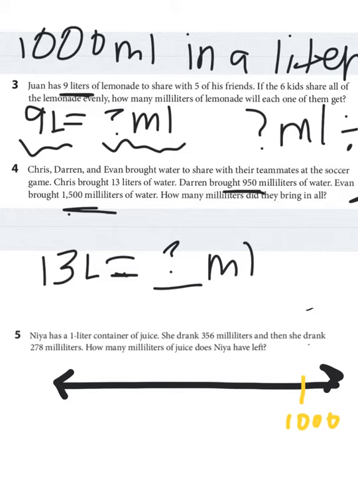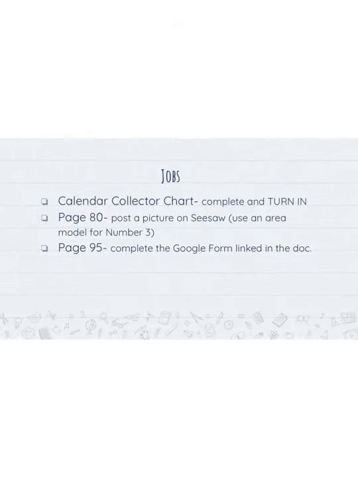So after you have solved these in your number corner book, you are going to go to the Google form shared with you in the doc, and you are going to record your answers and submit that Google form to your teacher. So fourth graders, your jobs today are to complete the calendar collector chart in Google Classroom, and you are going to turn it in, and then you are going to complete page 80 in your number corner book, and finally you are going to complete page 95 in your number corner book and complete the Google form that is linked in the doc.